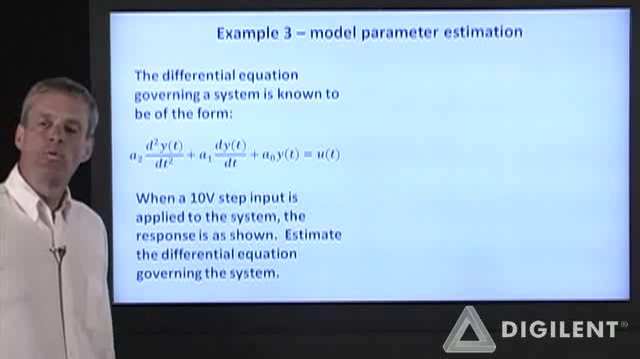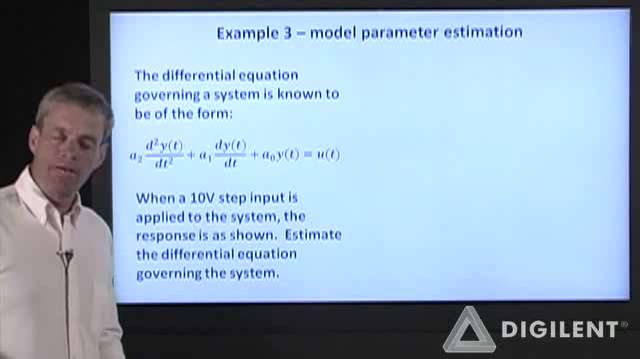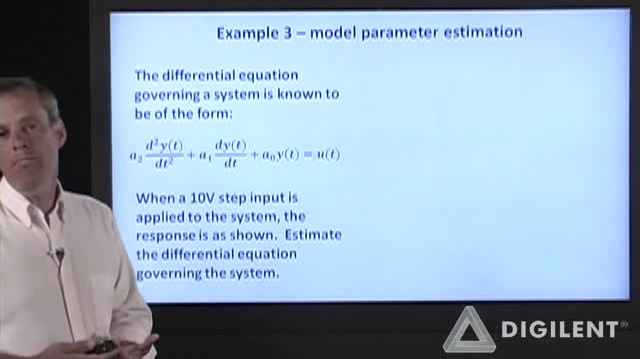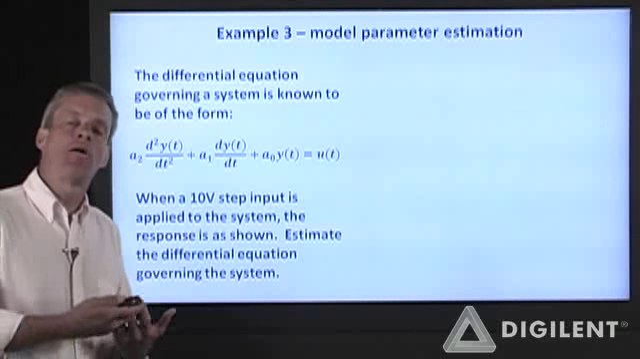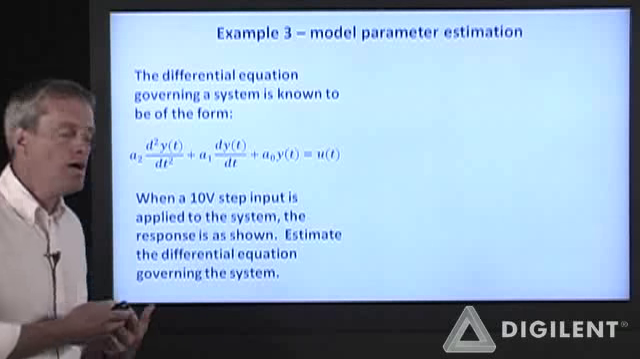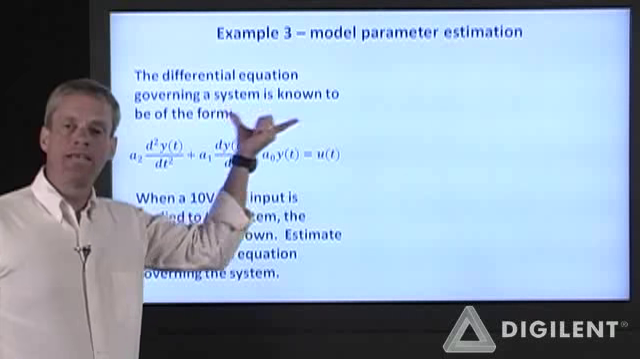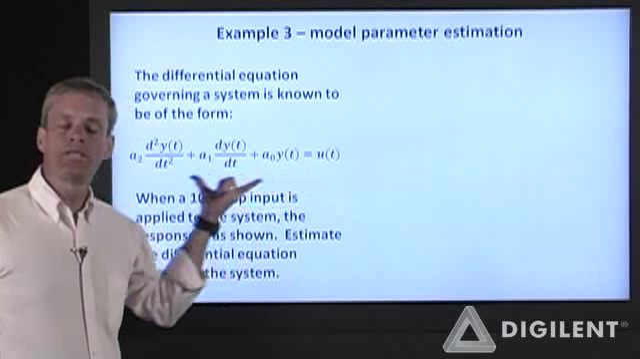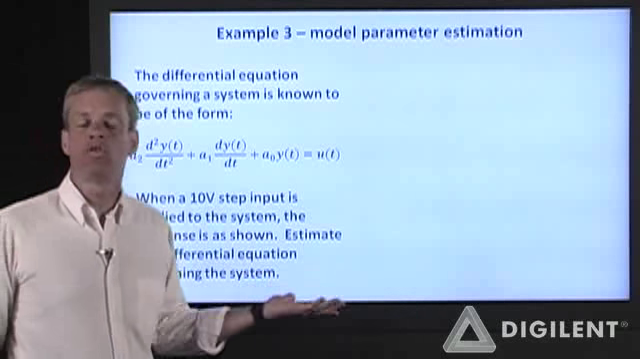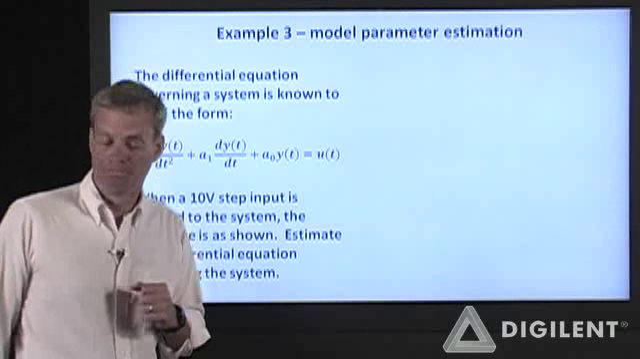For our next example, we're going to take the process we've been using previously and kind of reverse it. We're going to take a look at a given step response plot. From that plot, we're going to estimate the differential equation governing the system. So for this example, I have a system which I know is governed by a second-order differential equation. For example, maybe I've identified 2 energy storage elements in the system.